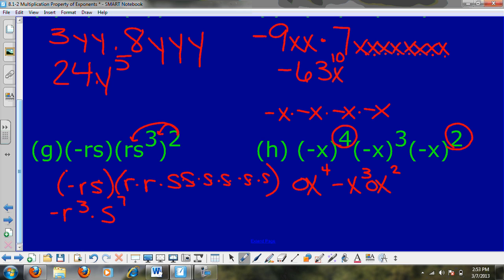Here's the math for that. Positive. Positive. So it becomes a positive number. We have an even numbered exponent. So we have x to the fourth times negative x to the third times x squared. So that's going to become negative x. 4 plus 3 is 7 plus 2 is 9. You want to put that in parentheses because it's not the opposite of x to the 9. It's negative x to the 9.